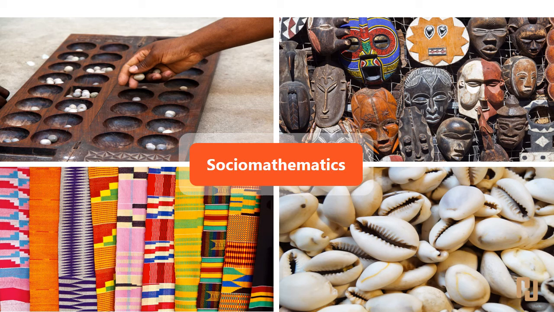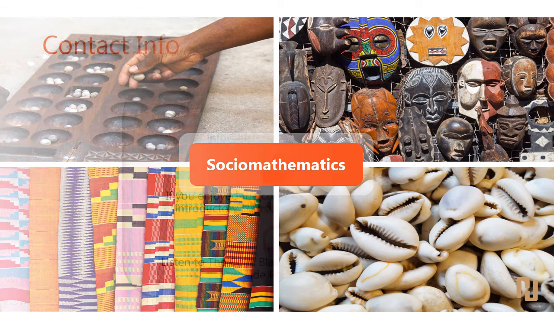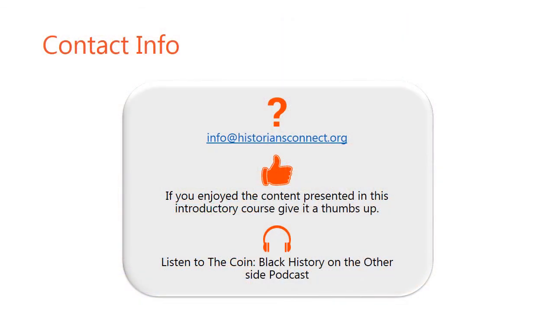So math is a way of life, has always been a way of life embedded in African cultures, customs, and traditions. A different Black history explores mathematics in the lives of African people. This concludes part 1 of the Sociomathematics of Africa.